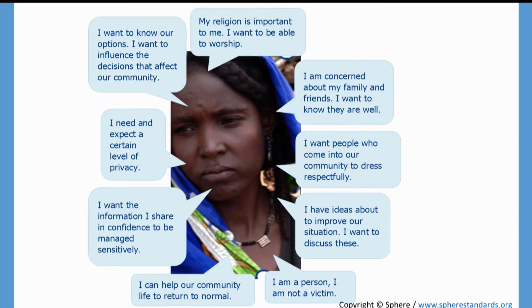I am a person. I am not a victim. I can help our community life return to normal. I want the information I share in confidence to be managed sensitively. I need and expect a certain level of privacy. I want to know our options. I want to influence the decisions that affect our community in this disaster time. And my religion is important to me. I want to be able to worship.